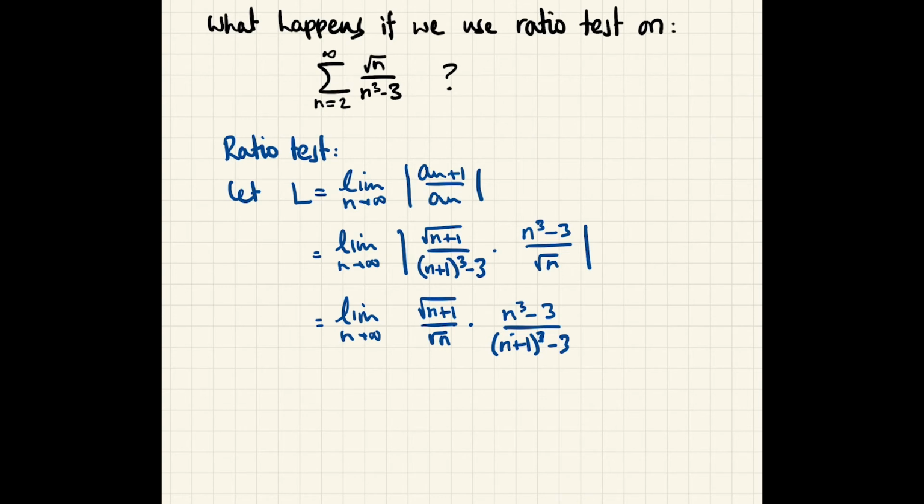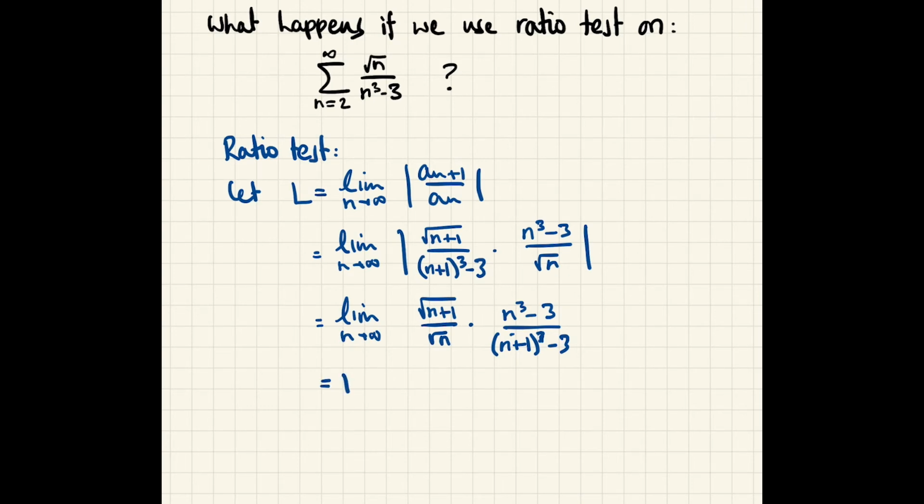Okay, so now this is a purely algebraic limit, so we don't need to use L'Hopital's rule. We can just compare the degrees. This part here, the degree on the top and the bottom is 1/2. So this part goes to 1. And this part here, the degree on the top and the bottom are both 3. So that part goes to 1. And in fact, this limit will just evaluate to 1.